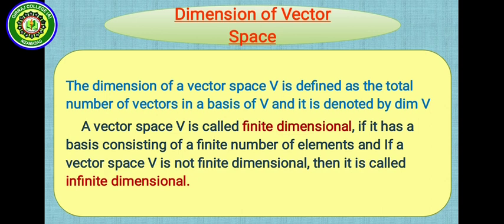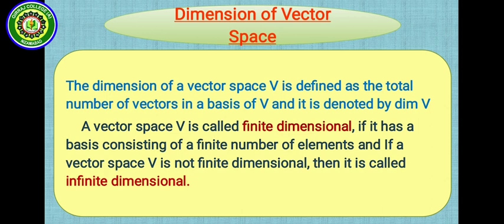The dimension of vector space V is defined as the total number of vectors in a basis of V, and it is denoted by dim V. So dim V means the total number of elements in a basis of the vector space. A vector space V is called finite dimensional if it has a basis containing a finite number of elements. If a vector space V is not finite dimensional, then it is called an infinite dimensional vector space.